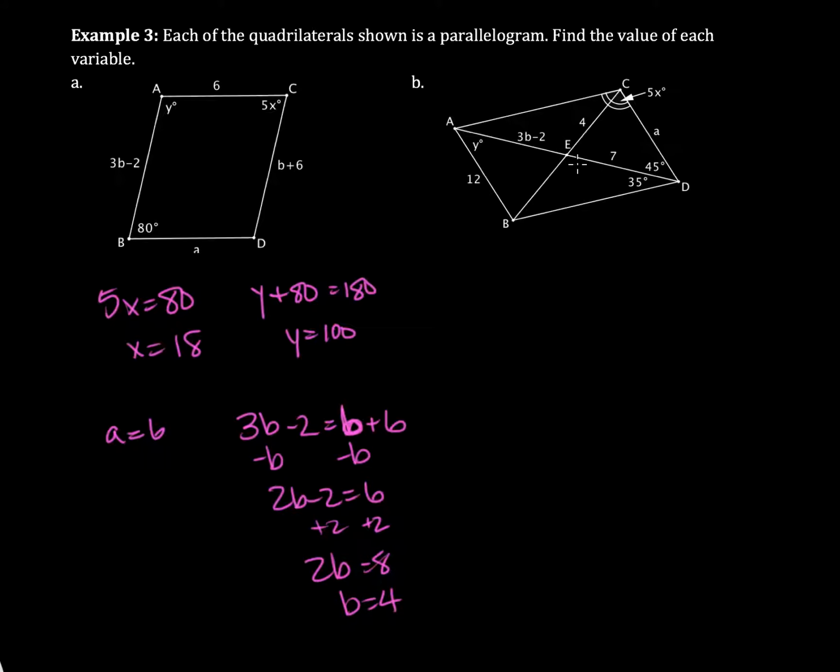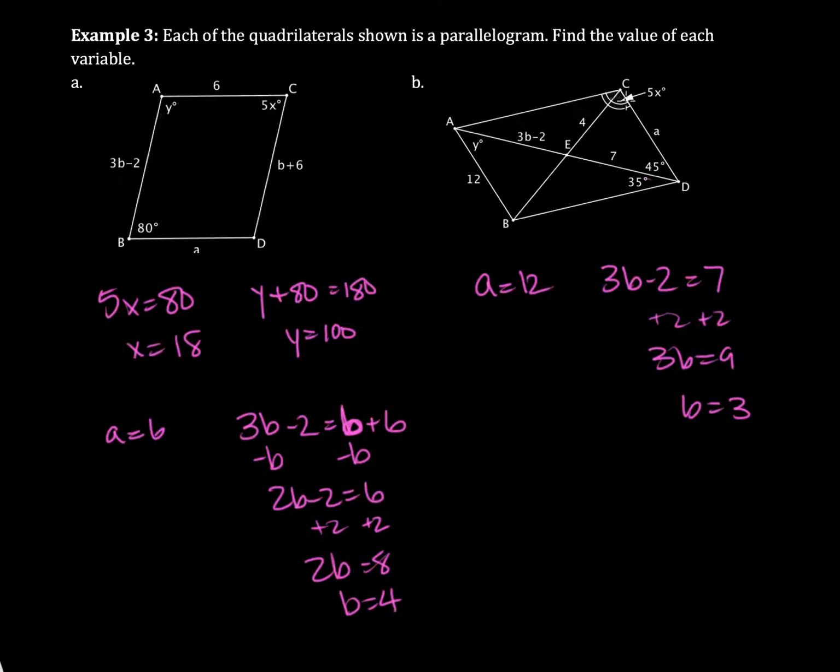Over here on example B, again I have A right here. Segment CD has a length of A, and segment AB has a length of 12. So I know that A equals 12 because those opposite sides should be congruent to each other. I have B involved in segment AE, and I know that those diagonals would cut each other in half. So I could say that 3B minus 2 would need to equal 7 right there. So if I add 2 to both sides, I would know that 3B equals 9. So B equals 3.